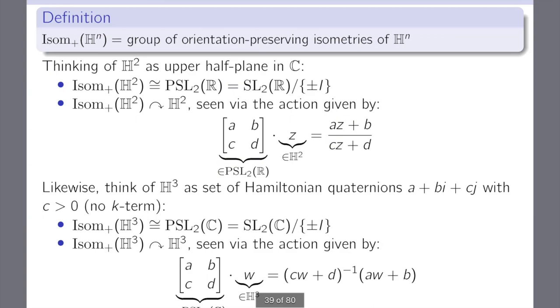So we're modding out by plus or minus the identity. Every isometry in the hyperbolic plane can be expressed as (az+b)/(cz+d), and we associate with this the corresponding matrix in PSL2(R). And so the isometry group and PSL2(R) are isomorphic. We can do the same for H3, except in this case the matrices have complex coefficients, so it's a little bit more tricky.